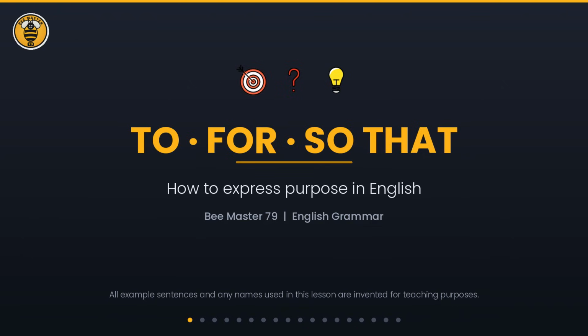One quick note before we begin. Every example sentence and any name used in this lesson is invented for teaching purposes.